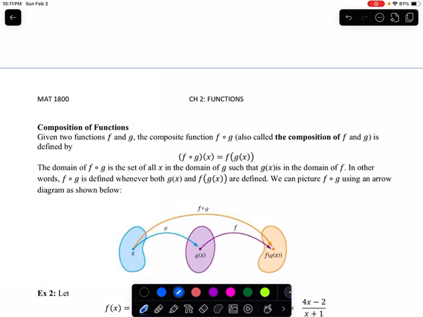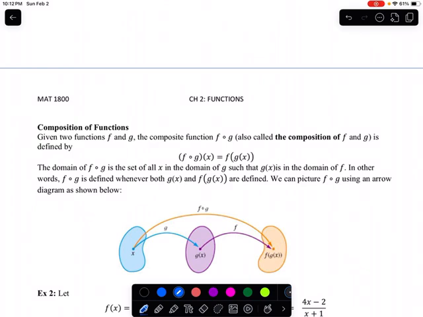Hi there. So we have learned some new things here. We have added, subtracted, multiplied, and divided functions, and we saw that we get new functions, and we can find the domain by finding the domain of the two given functions and taking their intersection.